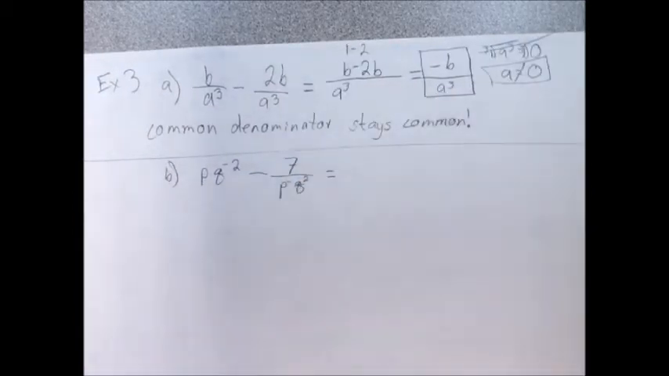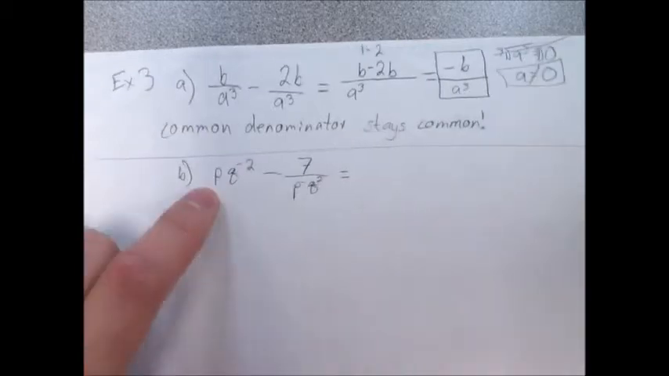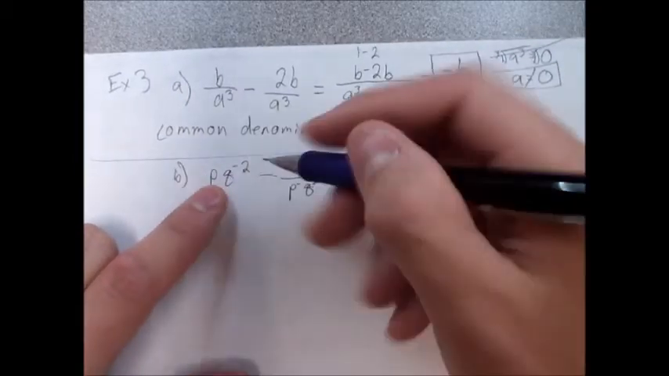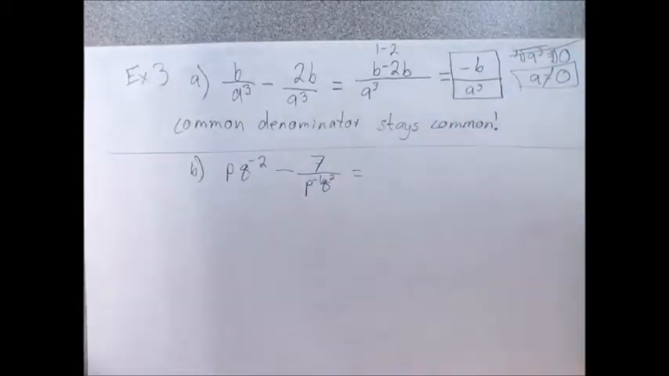I need to fix this. What do I do with these negative exponents? I move them to the top, or I move them to the bottom, right? I move them on opposite sides of my fraction bar.